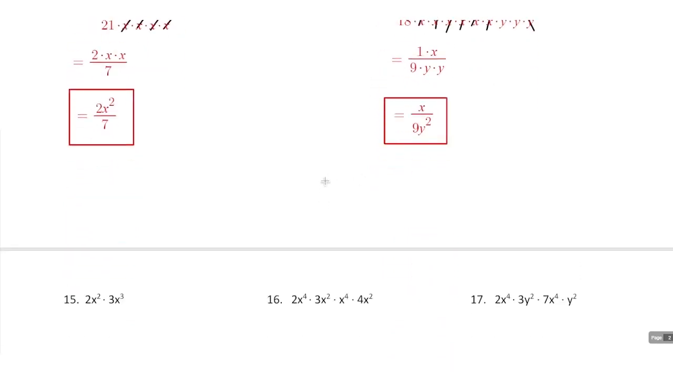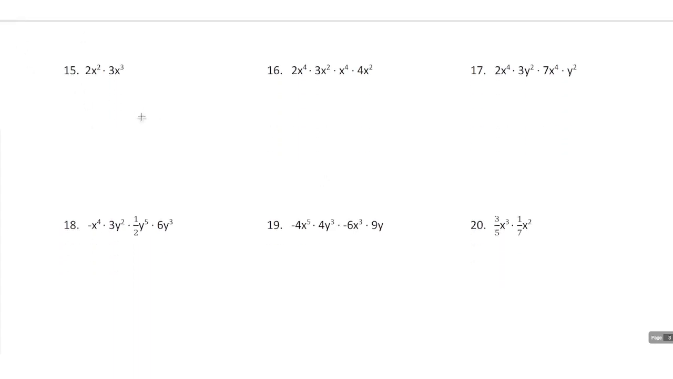We've got one more page here. Number 15, a little bit more of like what we did on the front. Start by regrouping. 2 times 3 times x squared times x cubed. Then we will expand our 2 exponents here. 2 times 3 times x, and then this one has 3 x's. So we got 2 here, 3 here. 2 times 3 is 6, and then we've got 5 x's, so 6x to the 5th.